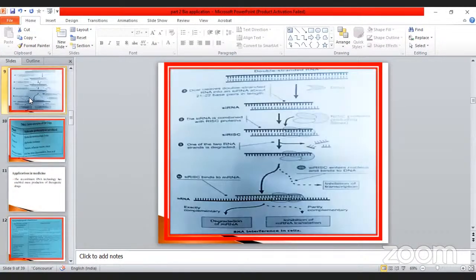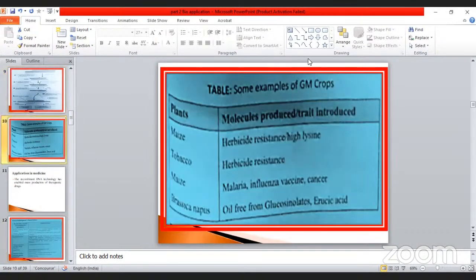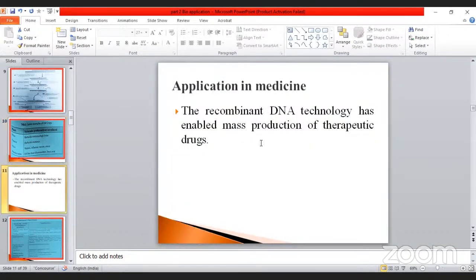Next, some examples of GM crops, genetically modified crops. There are so many crops, but here they have chosen only four: maize, tobacco, and also Brassica napus. And then what are the main applications in medicine? It's very, very important, my dear students. Don't forget, the application in medicine is also a very important thing.